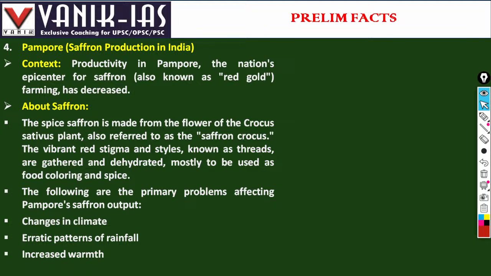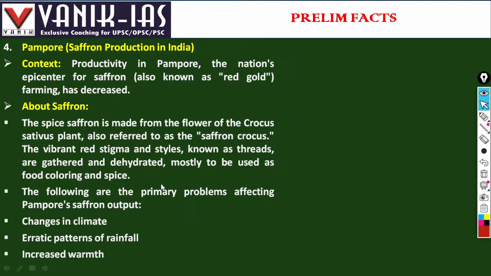Then the Pampore saffron production of India. Productivity in Pampore, the nation's epicenter for saffron, also known as red gold, farming has decreased. About saffron, the spice saffron is made from the flower of the Crocus sativus plant, also referred to as the saffron crocus. The vibrant red stigma and styles known as threads are gathered and dehydrated, mostly to be used as food coloring and spice.